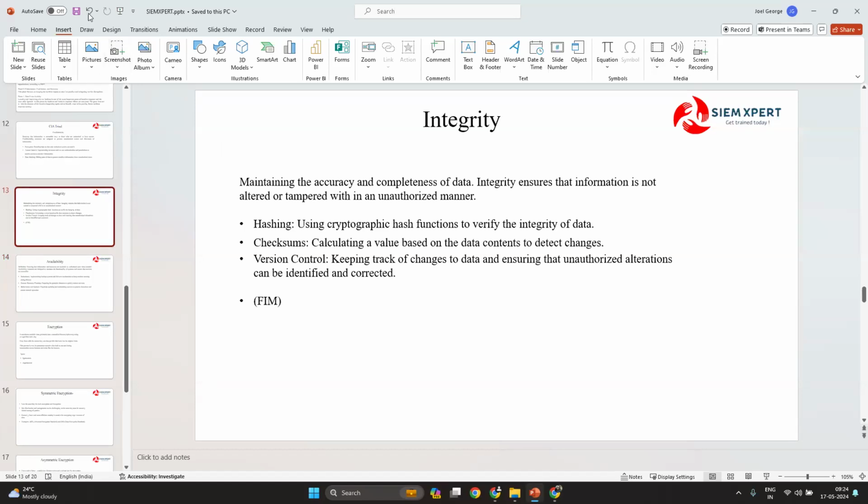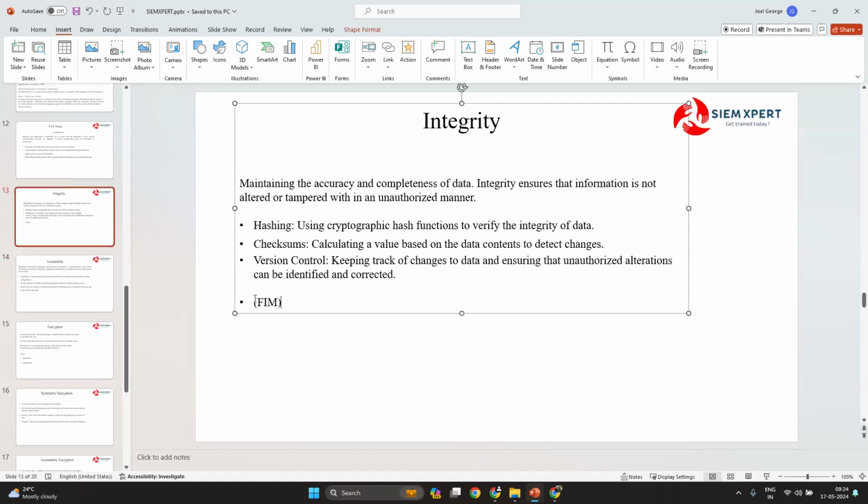So let's say FIM is the data which is given. And now I would run it against a hashing algorithm, that is SHA-256. I would get a specific output. Now just consider this is the hash of FIM. Hash of FIM when run on a SHA-256 algorithm is this.